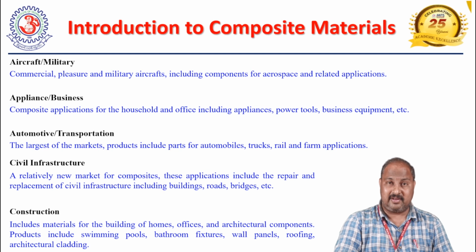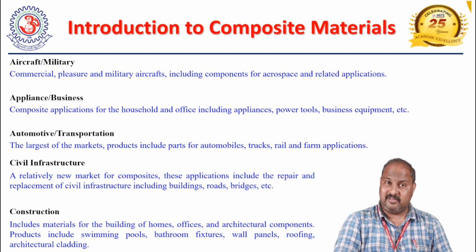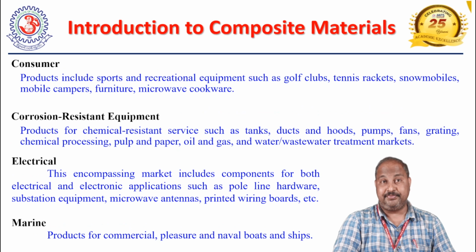There are a few cases where we can find polymer composite structures in architectural applications too. Construction applications include materials for homes, offices, and architectural applications. They include swimming pools, bathroom fixtures, as I mentioned already, wall panels, roofings, architectural claddings, and domes. So these are some to list out.